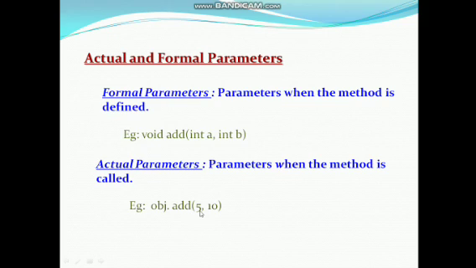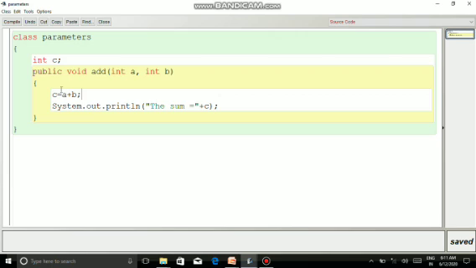So this 5 will be stored in int a variable, and 10 will be stored in b variable. So a as well as b are receiving the actual values, that is 5 and 10. So that is formal parameters. int a comma int b are formal, and 5 and 10 are actual parameters. This is a small example for parameters.